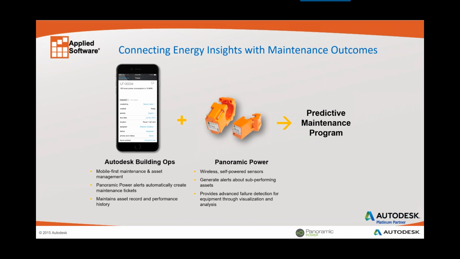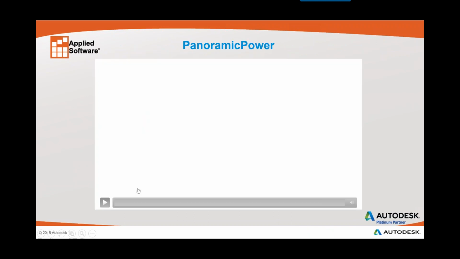It draws live information so you can see and maintain your utilities live, and you can see if there's something going on, if the energy spikes or there's low voltage. You can tell before there's an issue that something is going on, called predictive maintenance. And it's super, super easy to do. Let me show you this little preview video of PanoramicPower, and this is just one sample of a company that plugs into Building Ops. And here it goes.